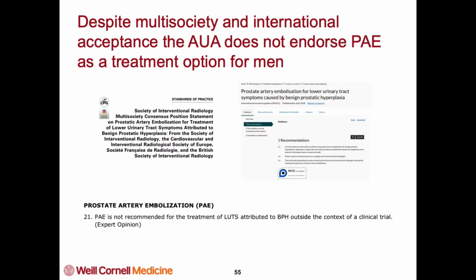So despite multidisciplinary, multi-society and international acceptance, I was part of the SIR panel that wrote the position statement on PAE. We endorse it. NICE endorses it. The AUA does not. They still view it as experimental and recommend it be in a clinical trial.